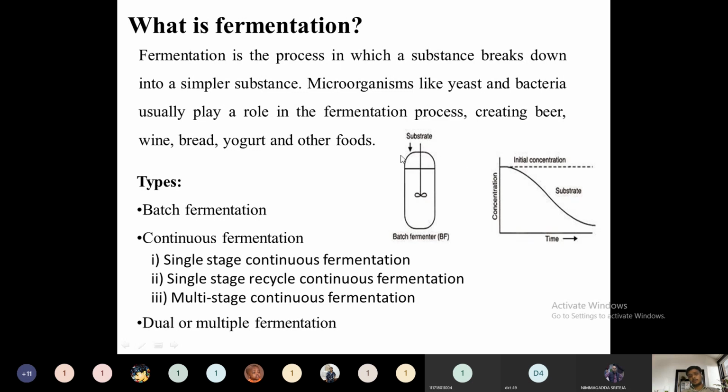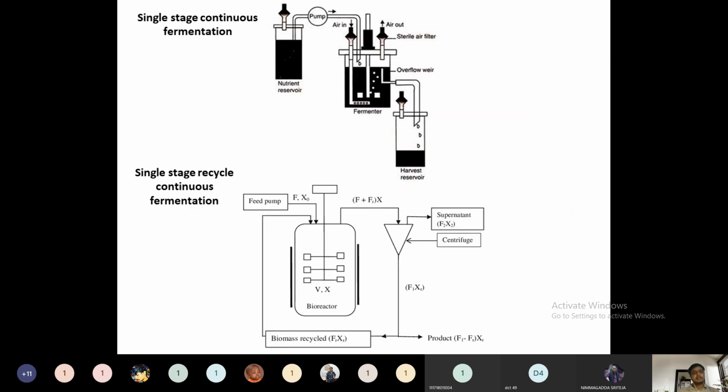The yield of product obtained in the batch process is low compared to the continuous production process. For large scale industrial processes, the continuous process is very advantageous. For small scale processes, or where relatively high purity products are required without any contamination, batch processes are very important. Then the next one is the single stage continuous process.